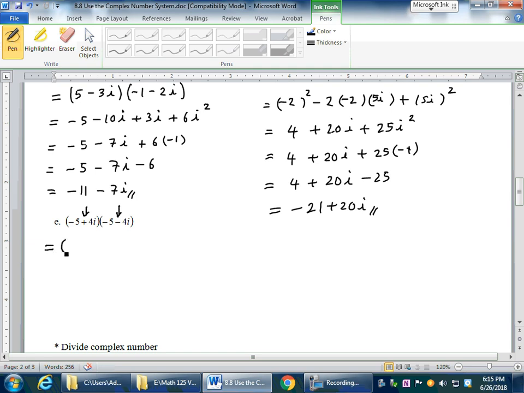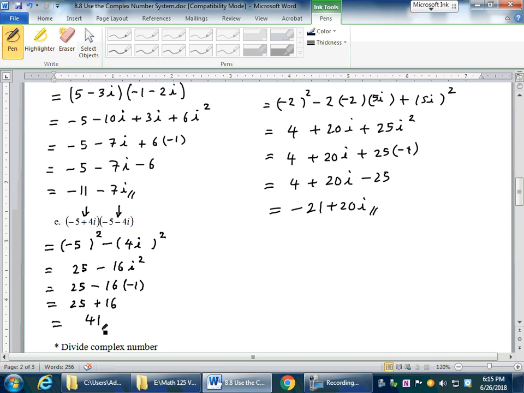So when you multiply it according to the formula, this should be first square minus last square. So my first is negative 5, my last is 4i, which will give me 25 minus 16i squared. So 16 i squared is negative 1, so 16 times negative 1, that will give me 25 plus 16, which is equal to 41.